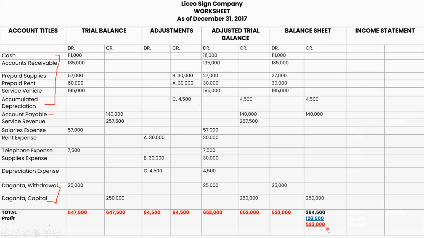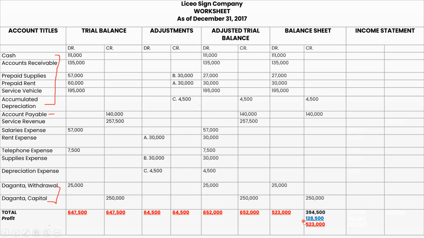128,500. Yung 128,500 na yan, that's your profit. Okay? That's your profit. Kasi kung mapapansin ninyo, hindi siya balance dyan, di ba? Yung 523 tsaka 394. Hindi yan balance kasi, ay actually balance talaga yan. But, ang pinapakita ko lang sa inyo na yung difference ng dalawang yan is the profit, which is 128,500.